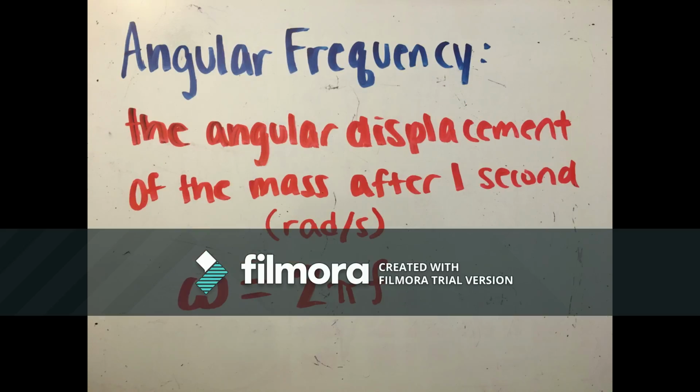Next, we have the angular frequency, which is a similar concept. However, in this case, the angular frequency is the angular displacement of the mass after 1 second. Because of this, it is measured in radians per second. The equation for angular frequency is 2 pi times the frequency.